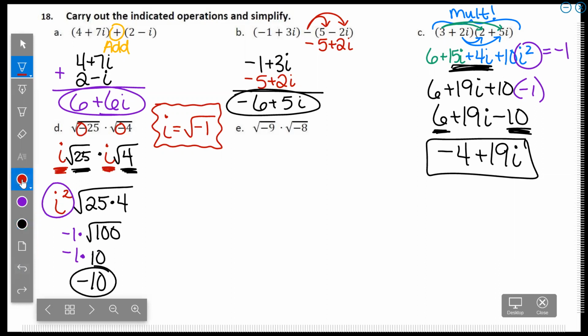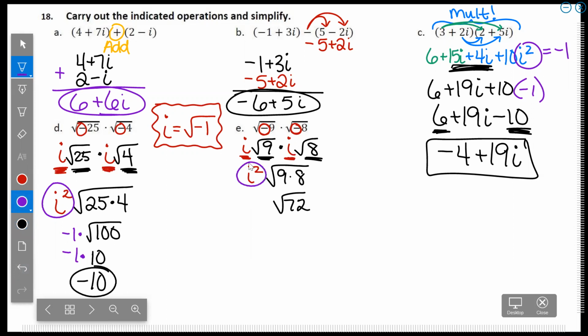On part E, I'm going to approach it almost exactly the same way. The negative underneath the radical, those are both going to come out as i's. So I have i square root of 9 times i square root of 8. Multiply i and i together, I get i squared. Multiply the square root of 9 and the square root of 8 together, 72. I squared, I replace with a -1.